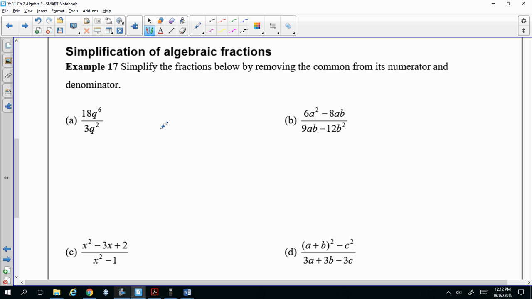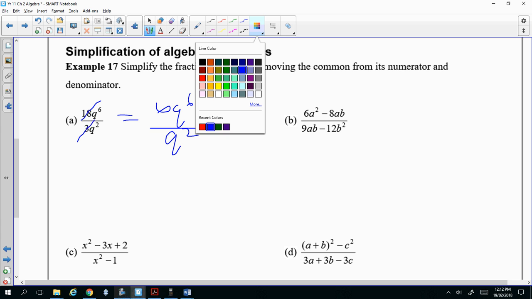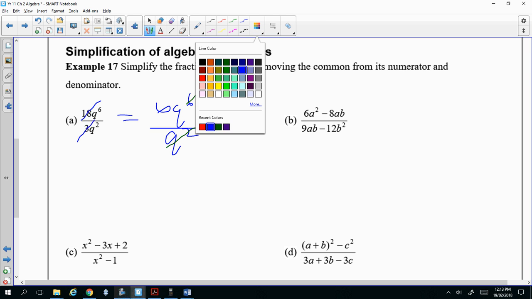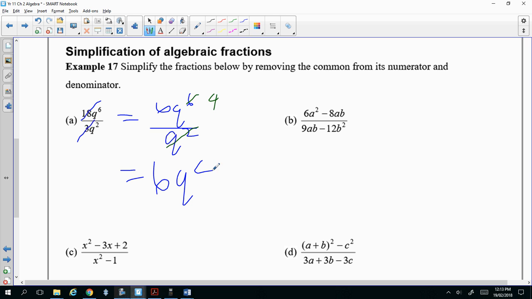Okay, example 17, we have to simplify algebraic fractions, and that could be done easily by cancelling the 18 with the 3, which is 6. 2 squared, like that. And then q to the power 6, and you have to use the index law. 6 subtract 2 is 4. So the final answer will be 6q to the power 4. Good, pretty easy.